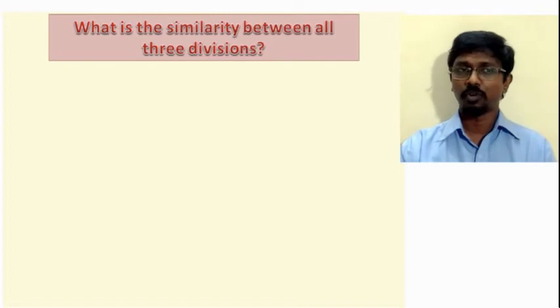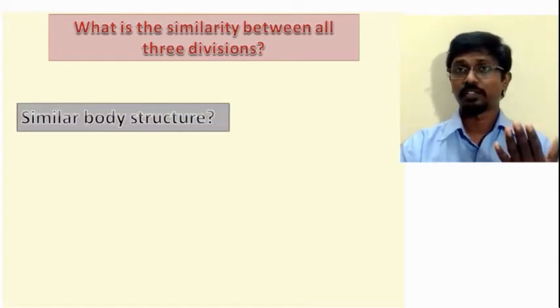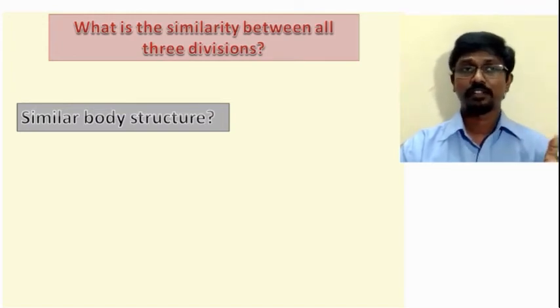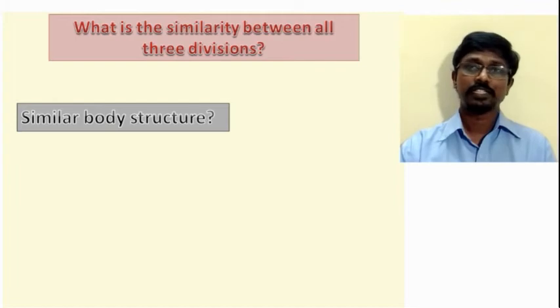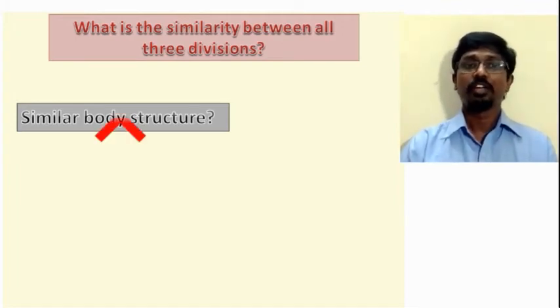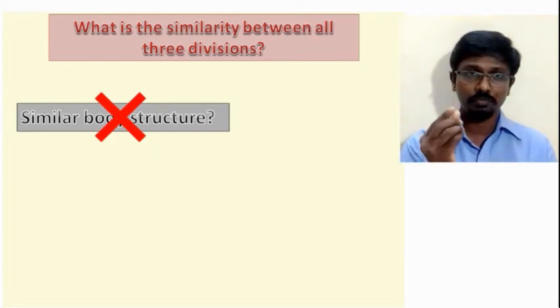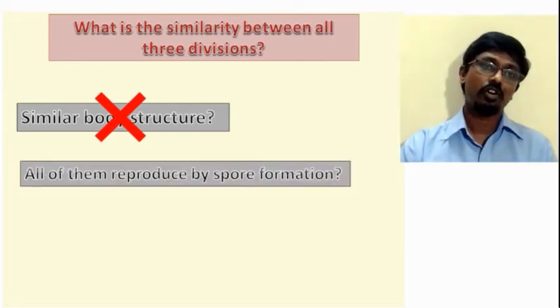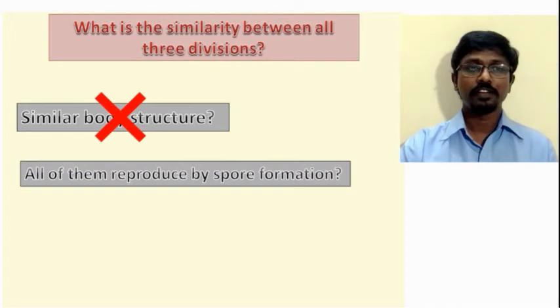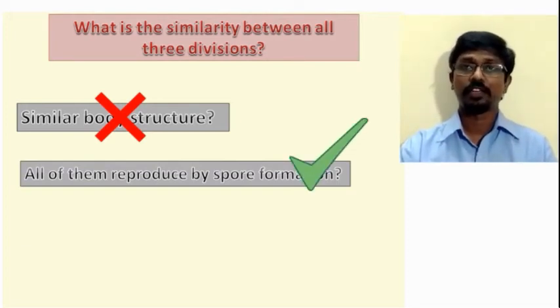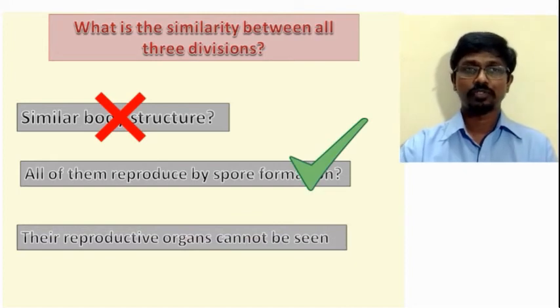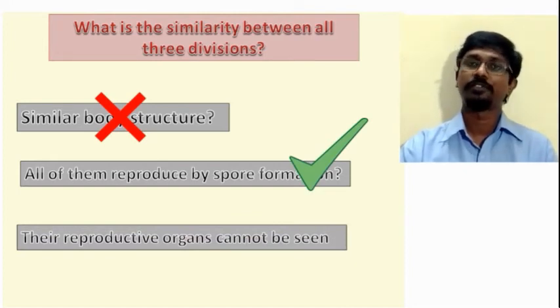Do they have similar body structure? Do you think so? One is flat, the other one has developed roots. No, they don't have similar body structure. What is common in them is that all of them reproduce by spore formation. That is a common thing in them. Their reproductive organs cannot be seen, and that is the meaning of Cryptogams also. So this is also another common feature.